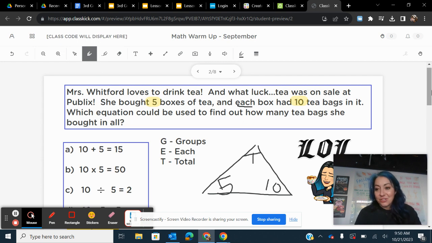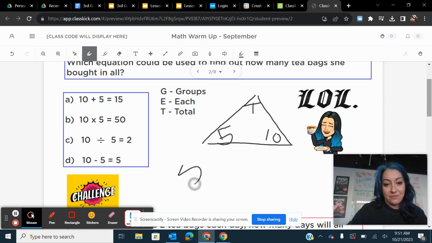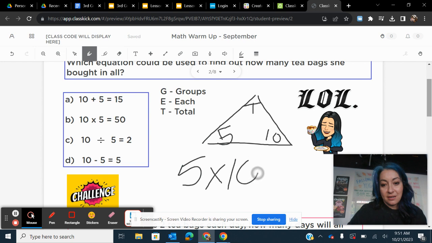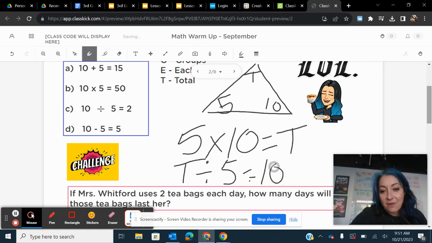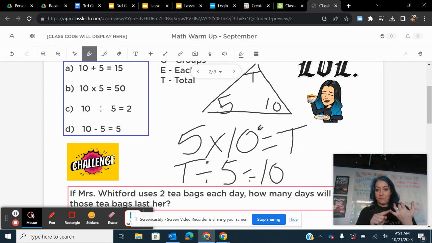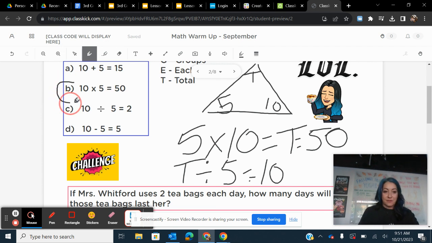When I think about this, there are 2 ways I can solve it. I can think 5 times 10 equals T. That's going to be the easier way to solve it. Or if you like using division, you can think T divided by 5 equals 10. I know my 10s facts and my 5s facts. If I count by 10 five times, 10, 20, 30, 40, 50, my total is going to be 50, because 5 times 10 equals 50. And look, that is one of my answer choices.